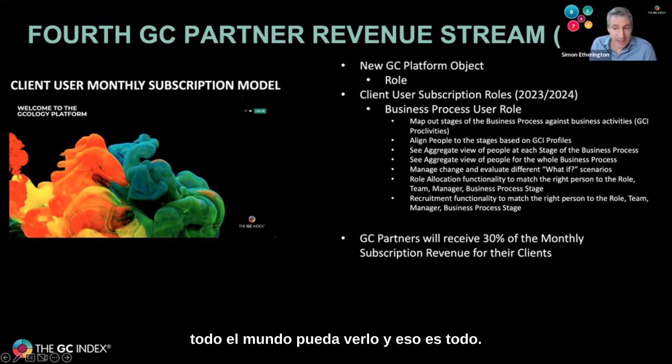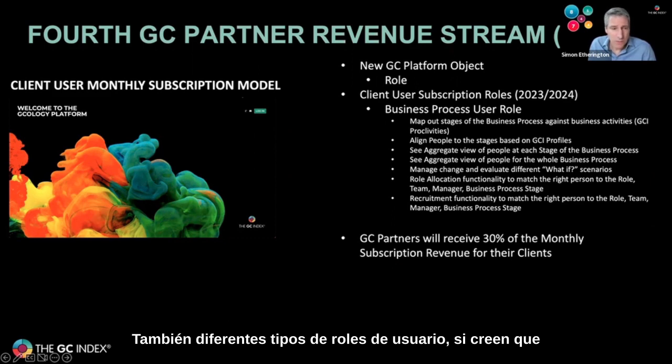And that's it. Any other questions around any of this, especially the last piece as well? It'll be interesting to see. We're all in the development stage on this at the moment, so it's early days, but it'd be really good to get your feedback on it and see how you can see it being applied. Also, different types of user roles, if you think they might be appropriate within organizations. If we can start providing all of our partners with a subscription revenue stream as well, we'd be really happy with that, because then you've got different revenue streams coming off the back of your engagement with the GC Index.